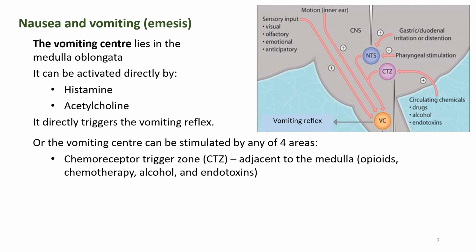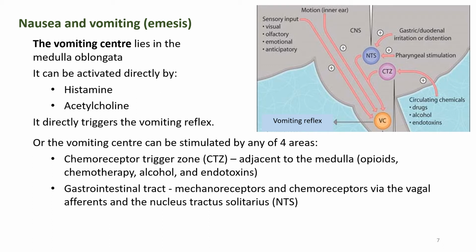So our 4 areas. Just above it on the diagram in purple, you can see the CTZ, the chemoreceptor trigger zone. This is adjacent to the medulla, and it has receptors for things like opioids, some drugs, particularly chemotherapy drugs, alcohol, and endotoxins. When stimulated, it will then send action potentials to the vomiting center.